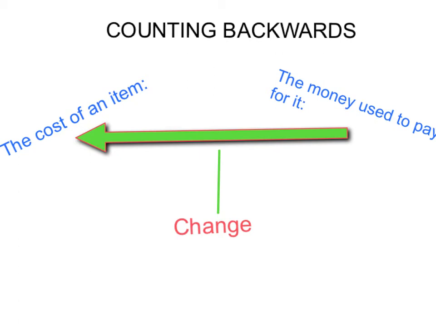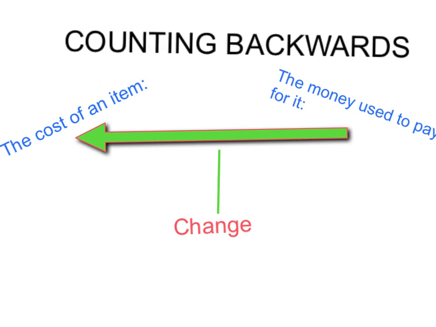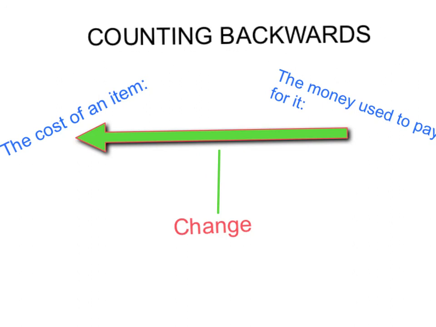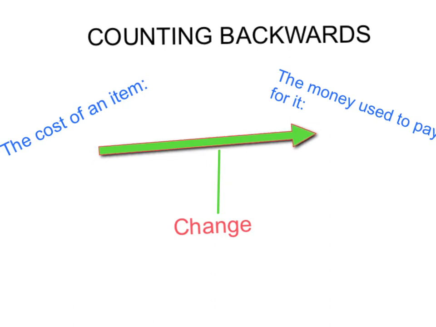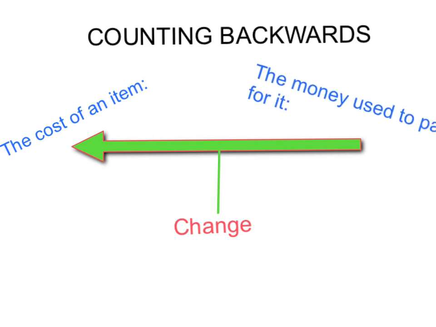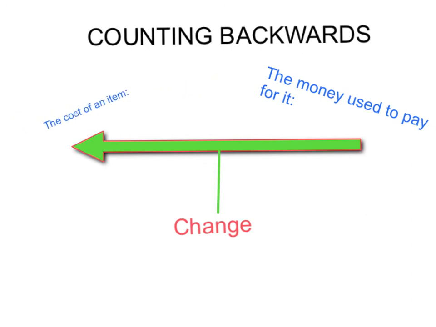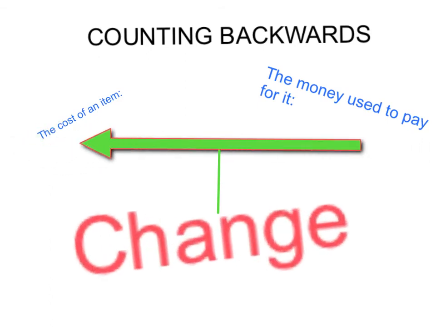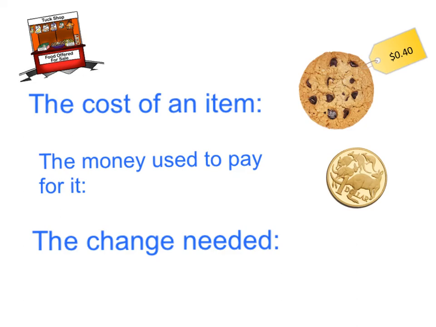Alright, great job so far, but before we go, I want to also show you that we can calculate how much change we need by counting backwards. Last time we were counting forwards, but now we're going to count backwards. We're going to look at the money we use to pay for it and count back to the cost of an item. And just like before, the difference between these two, where this arrow is, is going to be our change. So let's try this one.